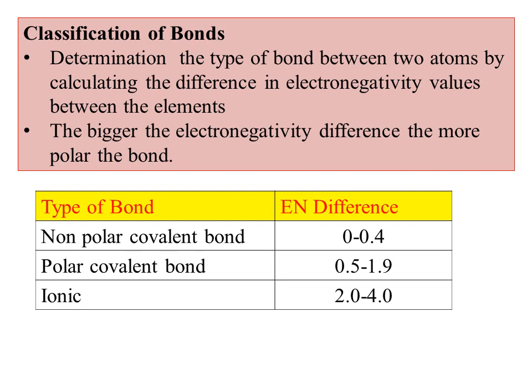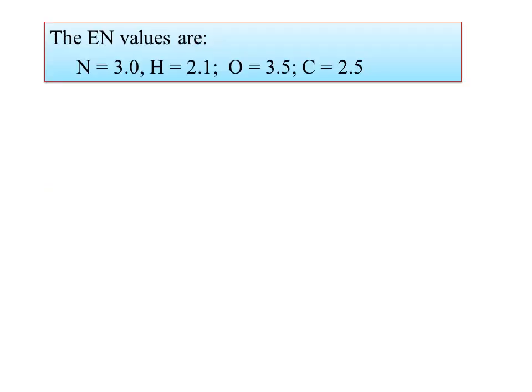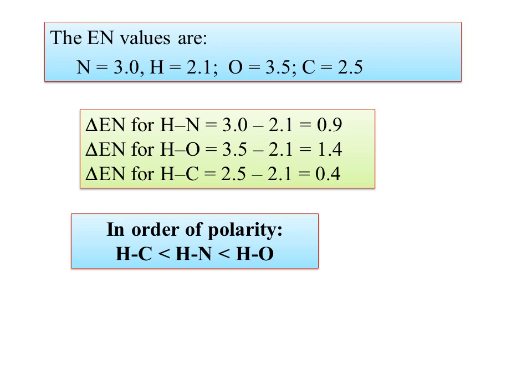If the electronegativity difference between two atoms involved in chemical bonding is 0.5 to 1.9, it is a polar covalent bond. If it is 2 to 4, then it is called an ionic bond. So electronegativity values are going to give us the answer. For example, the electronegativity values are nitrogen 3, hydrogen 2.1, oxygen 3.5, chlorine 2.5.